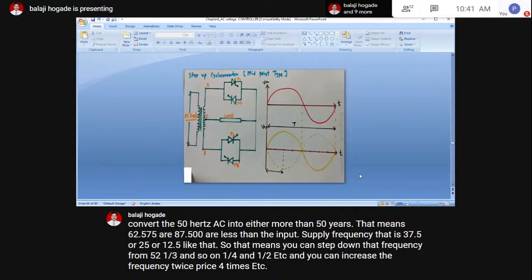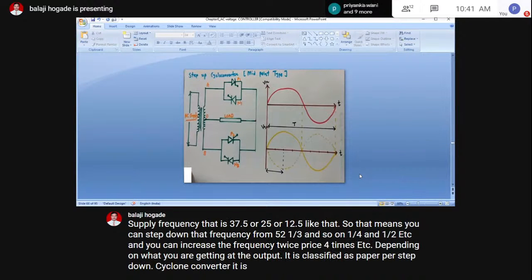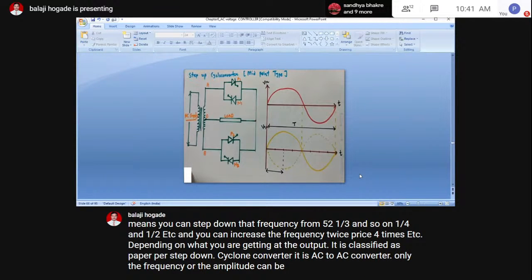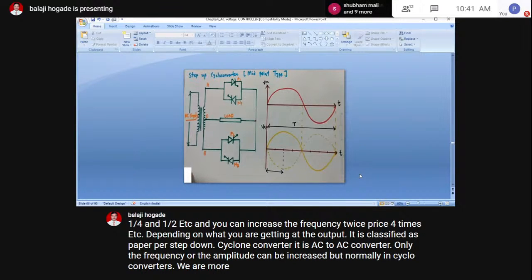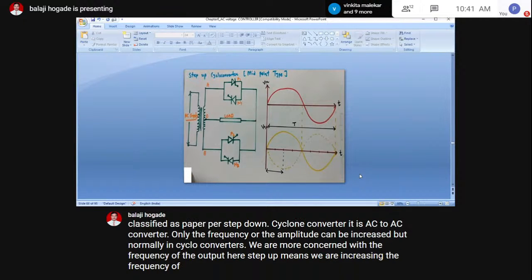So depending on what you get at the output, it is classified as a step up or step down cycloconverter. It is an AC to AC converter. Only the frequency or the amplitude can be changed, but normally in cycloconverters we are more concerned with the frequency of the output. Here step up means we are increasing the frequency of the output.